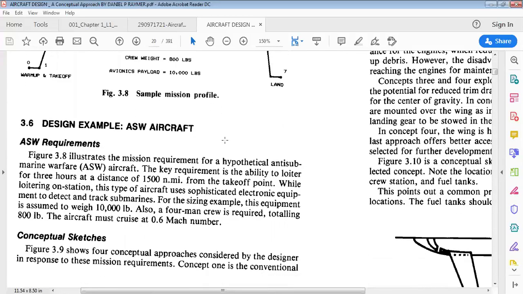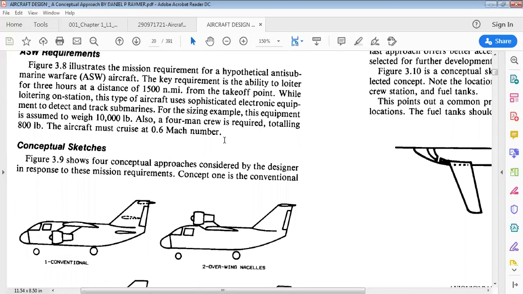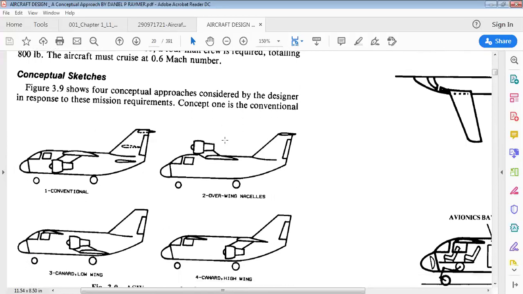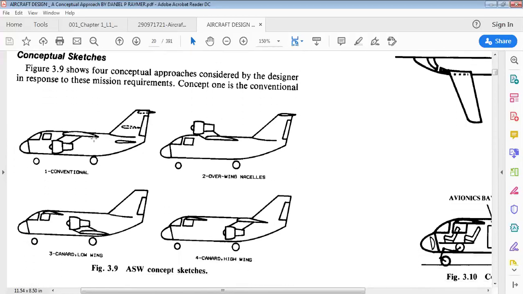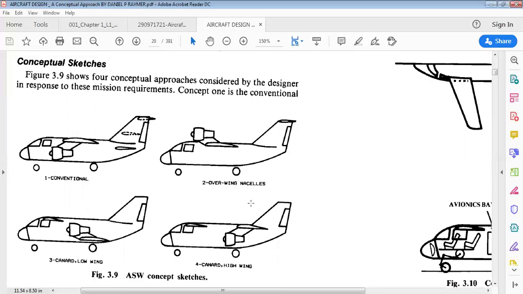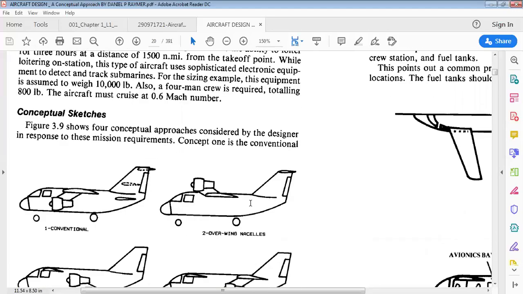Already in the market we have different types of aircraft performing the same function. By looking at those aircraft, we have checked 1, 2, 3, 4. These are conceptual sketches. At the end, we take the last sketch into consideration. I will discuss it in detail. Okay, you just know about it. We will discuss once again.